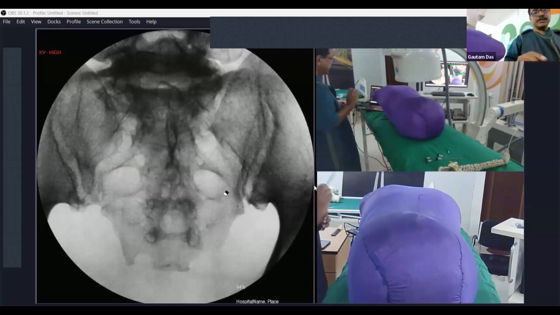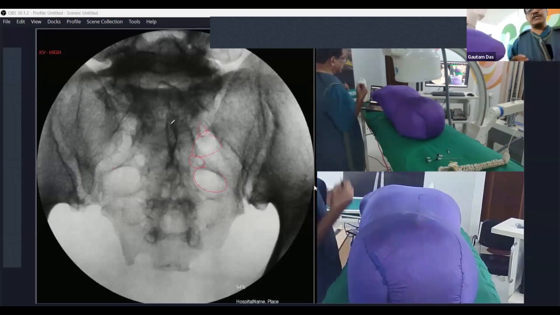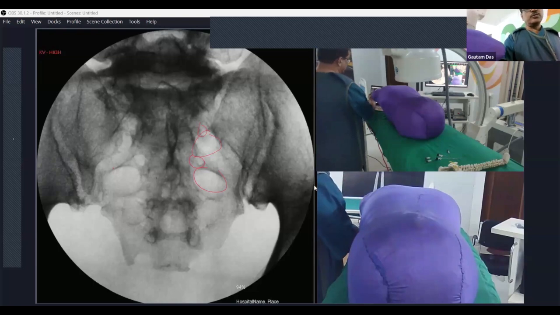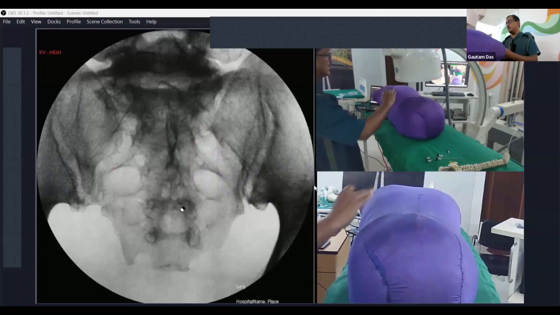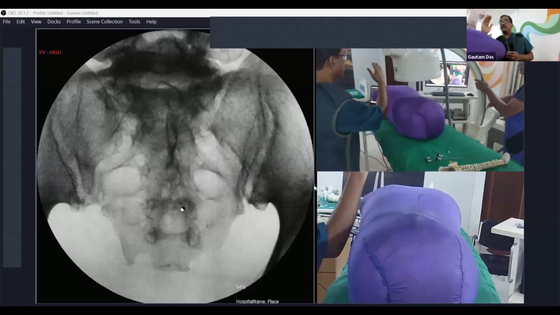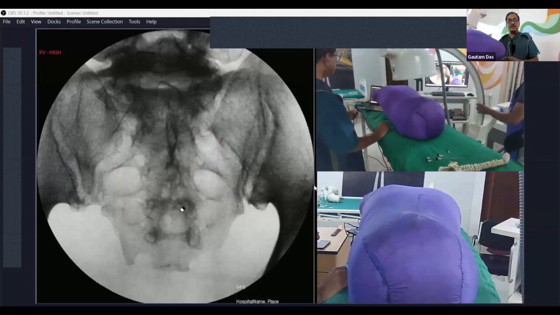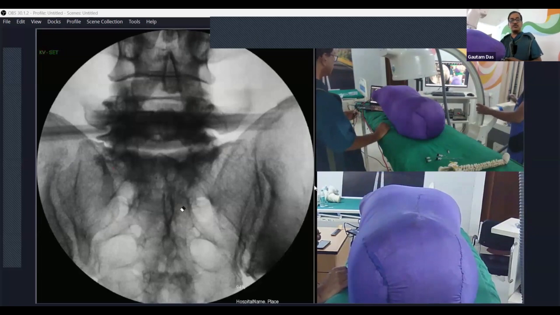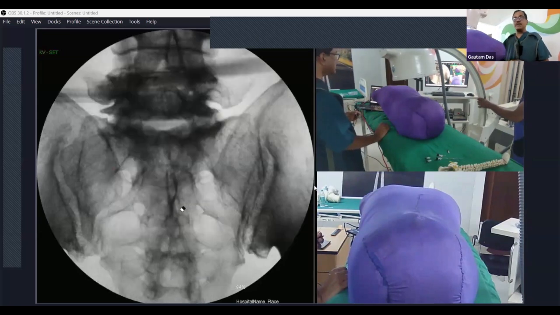Okay, now you see there are sacral foramina. Lots of foramina are there. So you don't know which one is ventral, which one is dorsal. So what you need to do? You make a cranial tilt. Why cranial tilt? Because the sacrum is not like this. The sacrum is like this. So you have to make a cranial tilt like this. And then you see what is happening.